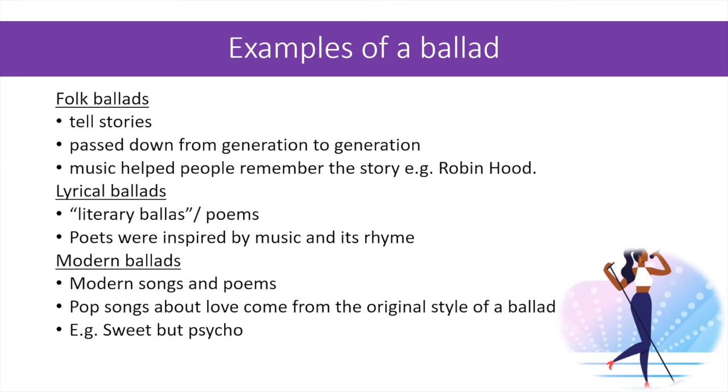Then, number 2, lyrical ballads or literary ballads are poems that were inspired by music, and that is why these poems usually have a strong rhyme scheme. Then number 3, we get modern ballads. Modern ballads include modern songs and poetry of today. These days, the rules of rhyme and rhythm do not always apply to a modern ballad. As long as a story is being told, a song may be considered a modern ballad. Pop songs that speak about love are derived from the original style of ballad writing. An example would be Sweet But Psycho.